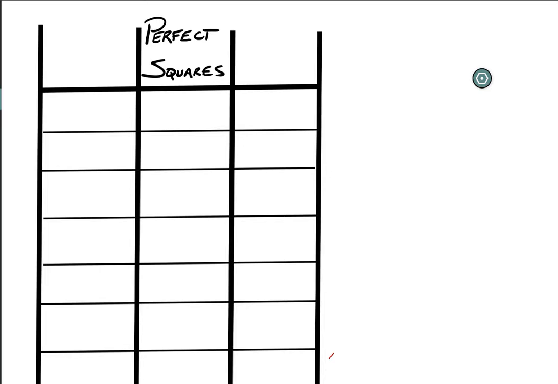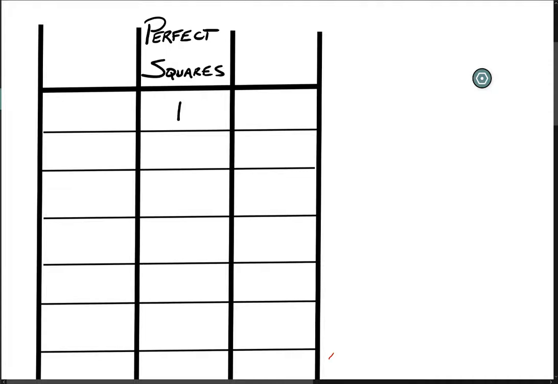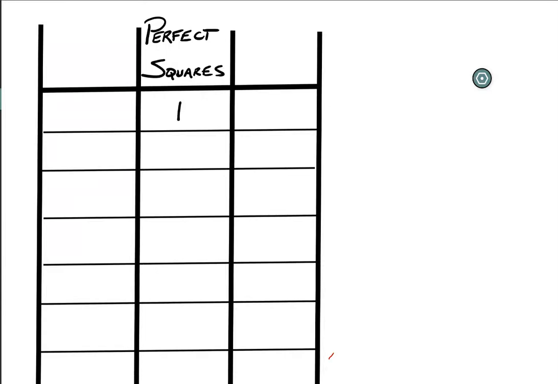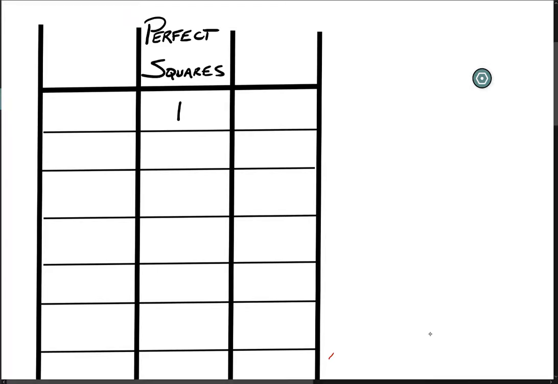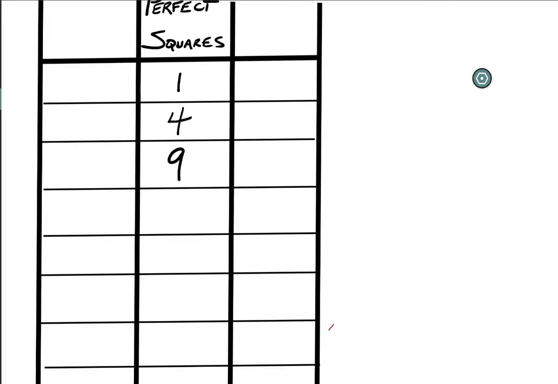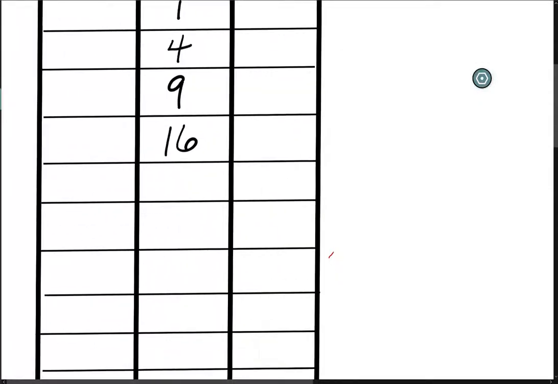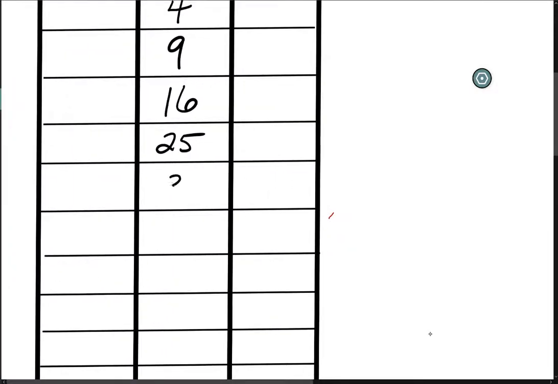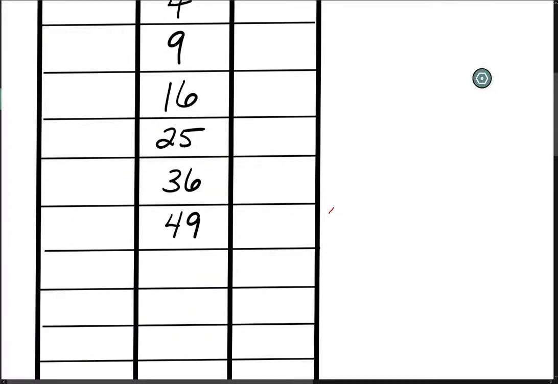You know what the smallest perfect square is? 1. You know what the next perfect square is? 4. The next perfect square is 9. I'll just holler things out. The next one is 36. The next one is 49.